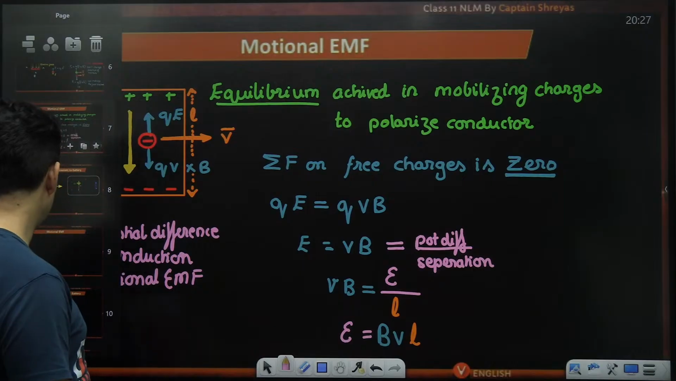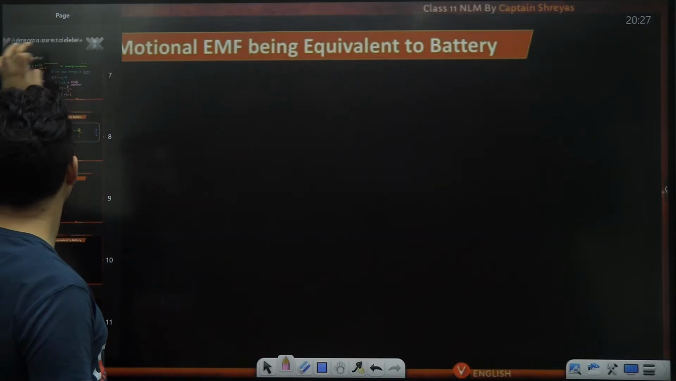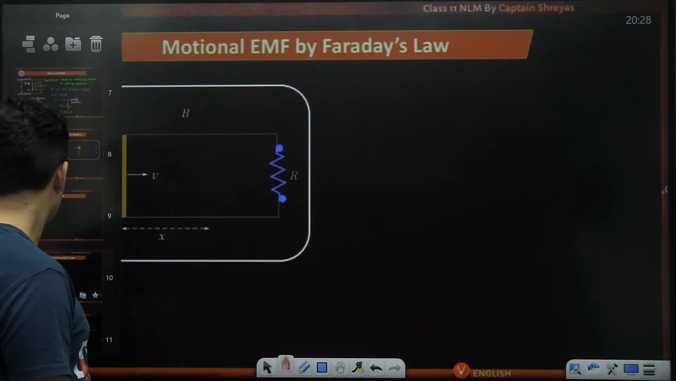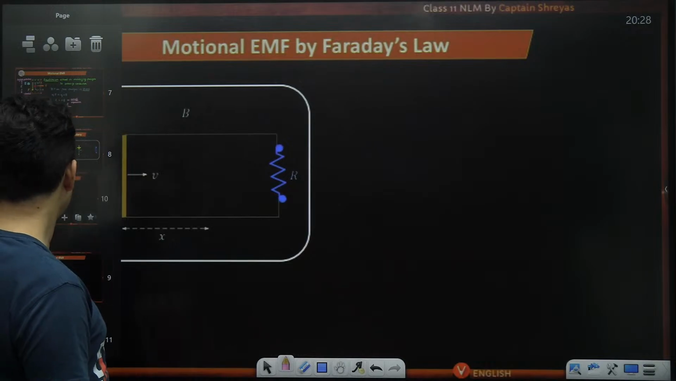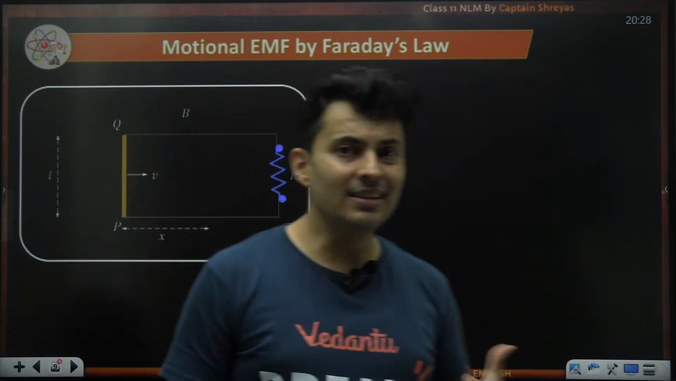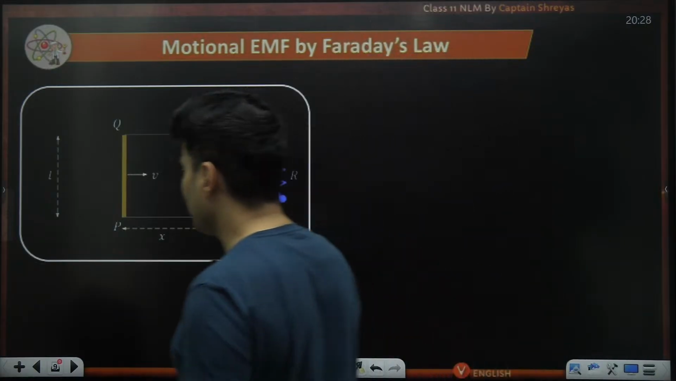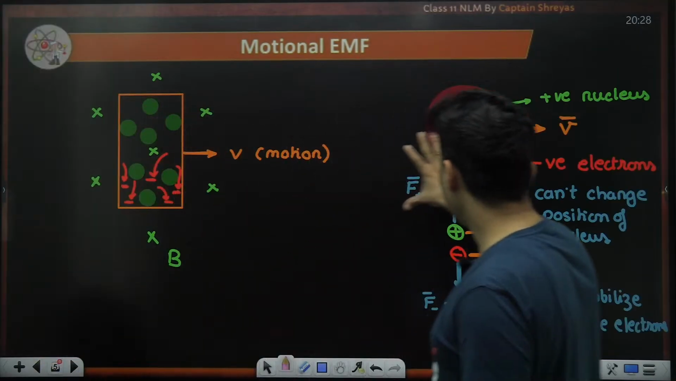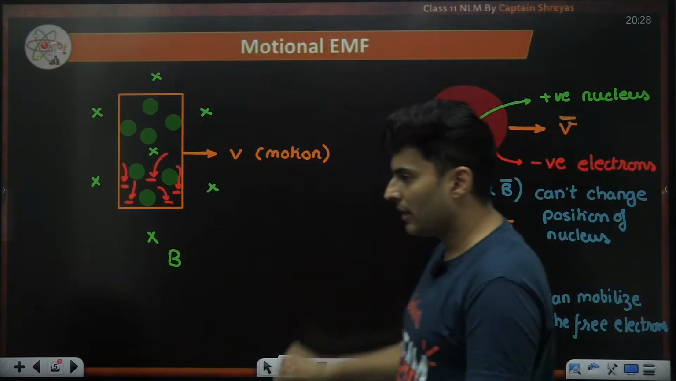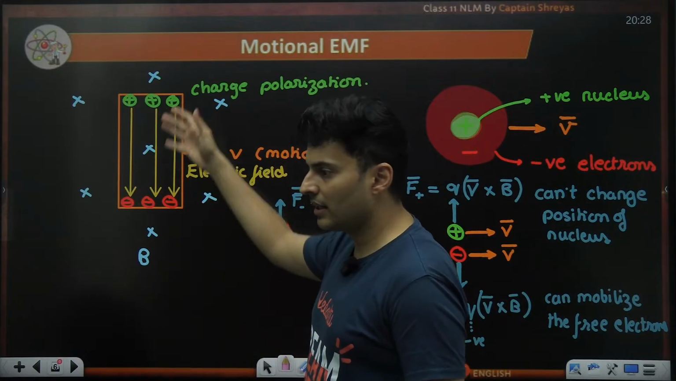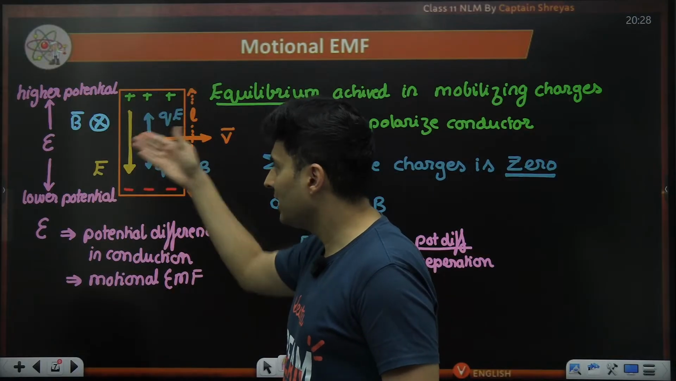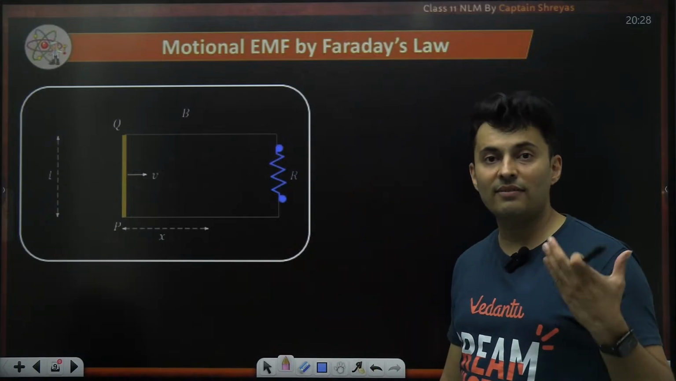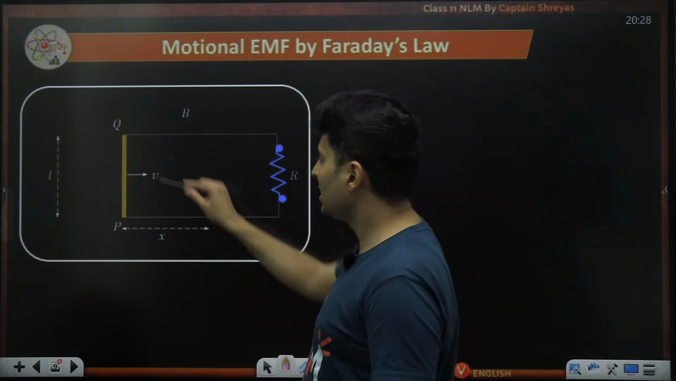But there is one small thing over here. Can we look at motional EMF using some other principle? Yes, the answer is yes. Let me see how. One way to look at motional EMF was seeing how the free charges get polarized inside the conductor, produce electric field, and thereby create EMF. But there is also an alternative way, and that is via Faraday's law. I'll tell you how. Just look at this.